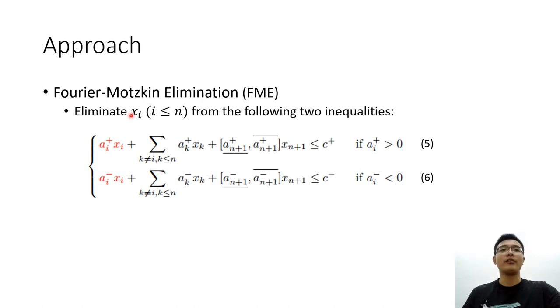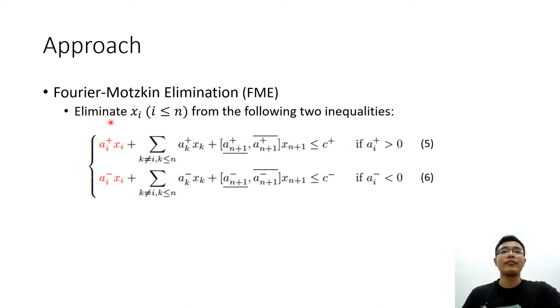Now let me introduce how to construct sound floating point Fourier-Motzkin elimination. Looking at the following two inequalities, that is, inequality 5 and inequality 6, as x_{n+1} has no bounds, we introduce an interval coefficient for x_{n+1} to guarantee that the final result is sound and rigorous. In our implementation, we use multiplication and division to realize Fourier-Motzkin elimination for different cases. Here we mainly illustrate the process of elimination by division.